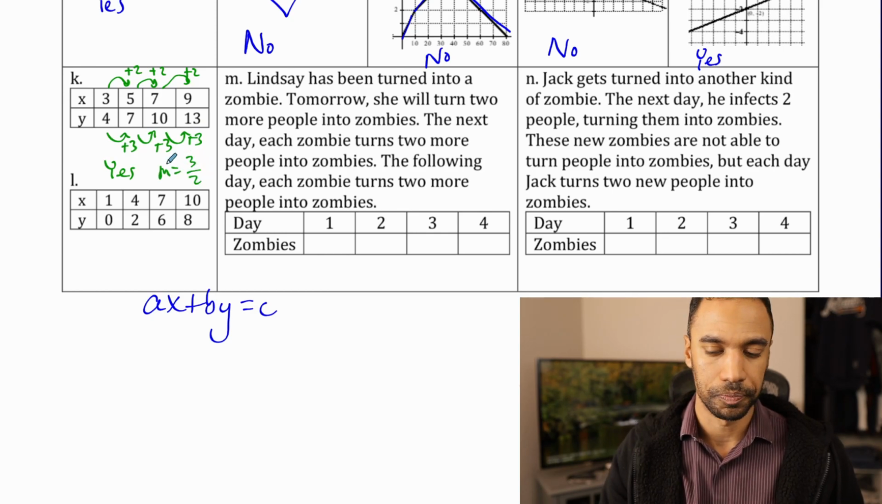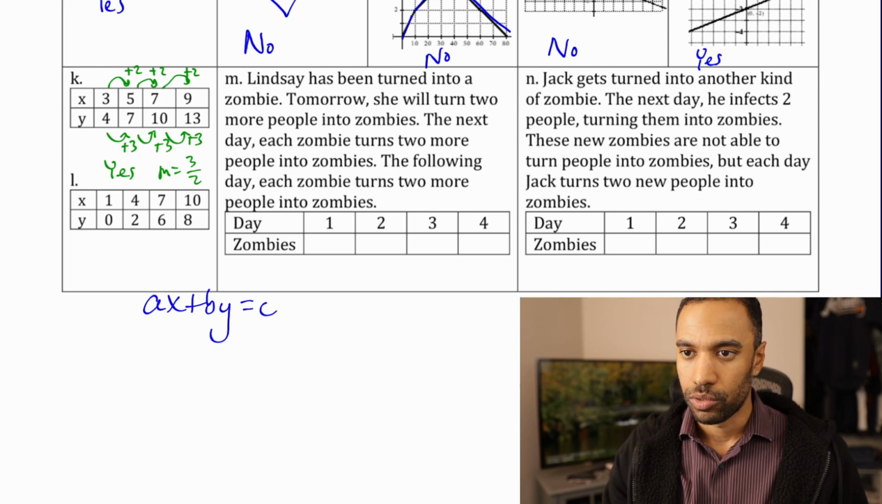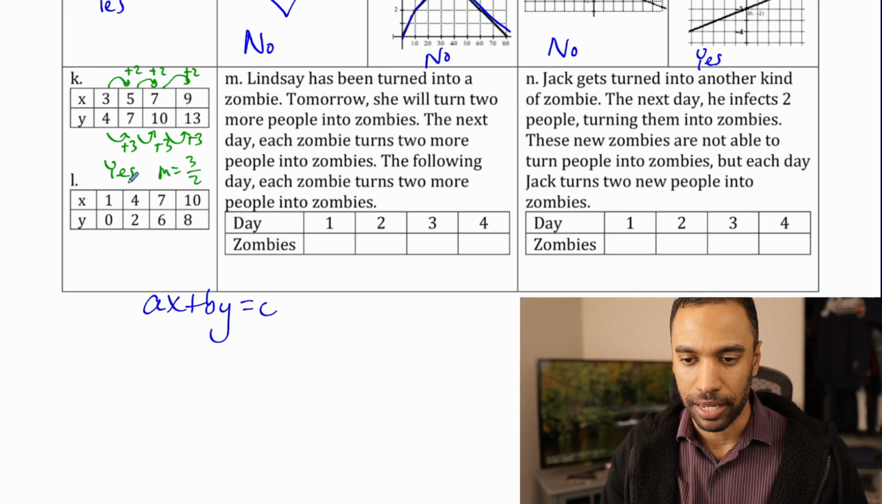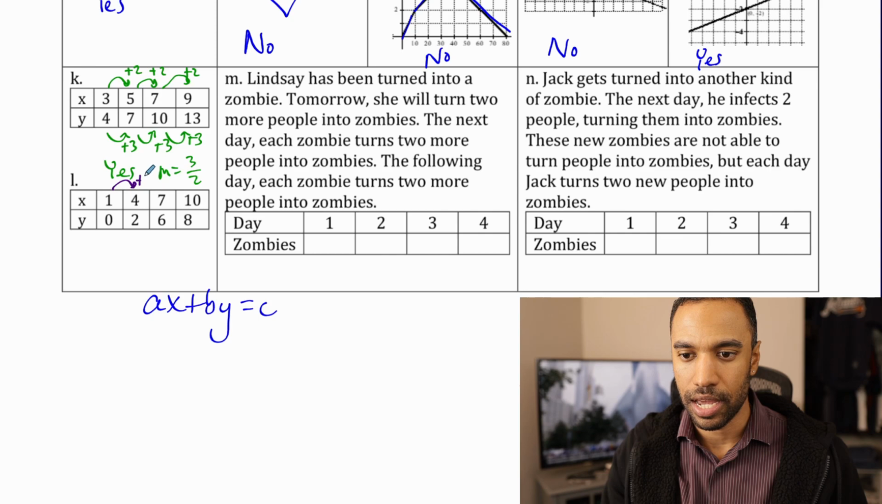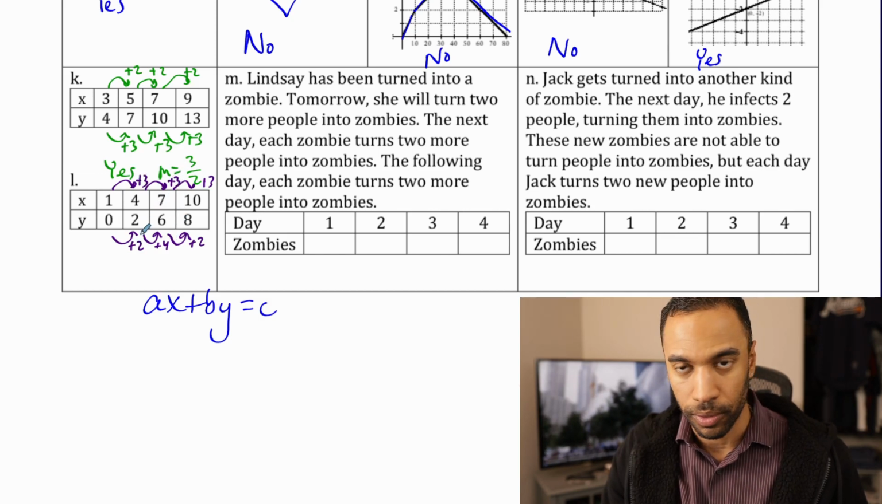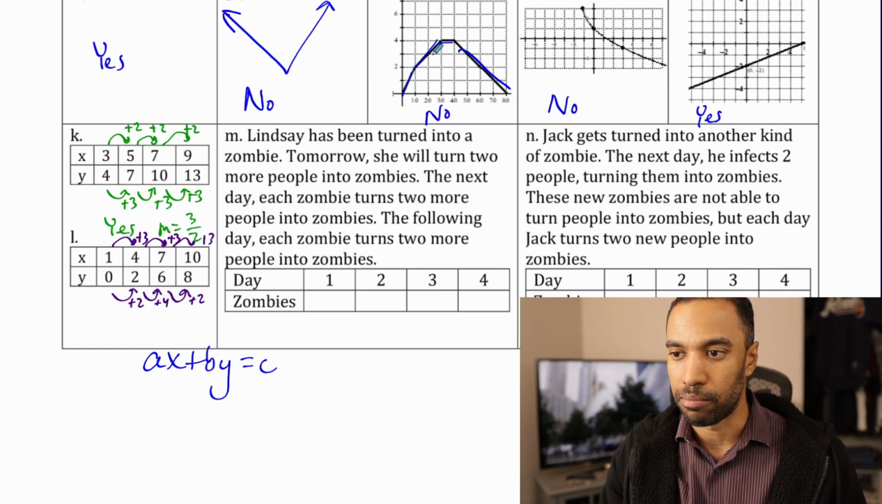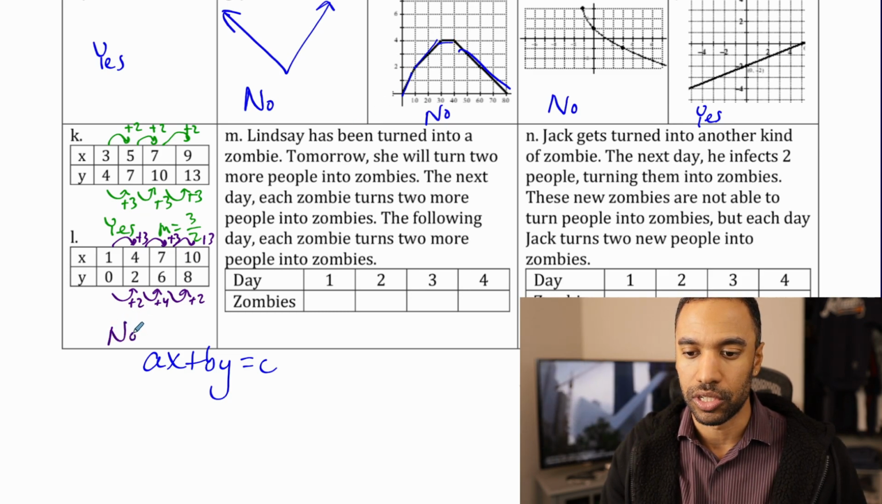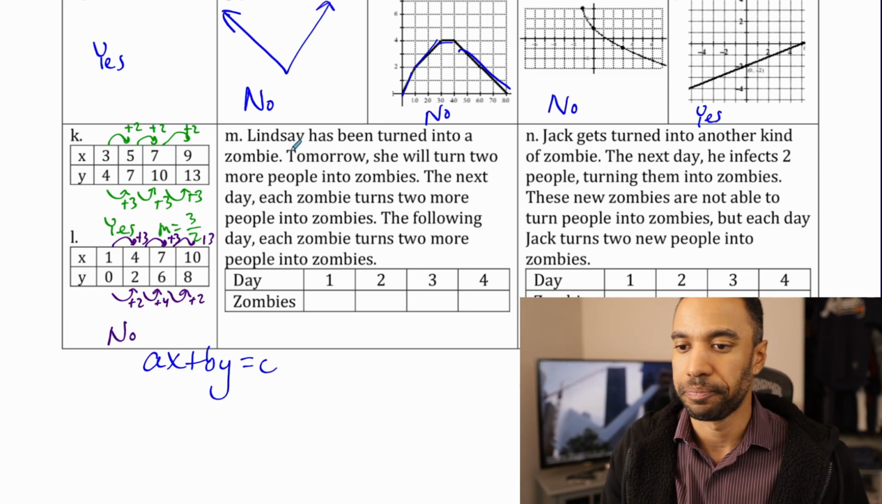Rise 3, run 2. L, so different colors, so we don't get color blindness here. Plus 3 on x each time. And on y, we go plus 2. Uh-oh, plus 4. We've broken it. Even though there's a plus 2 here, this is 2 over 3. Suddenly, this becomes 4 over 3. It's changing. No, this is non-linear. Okay.